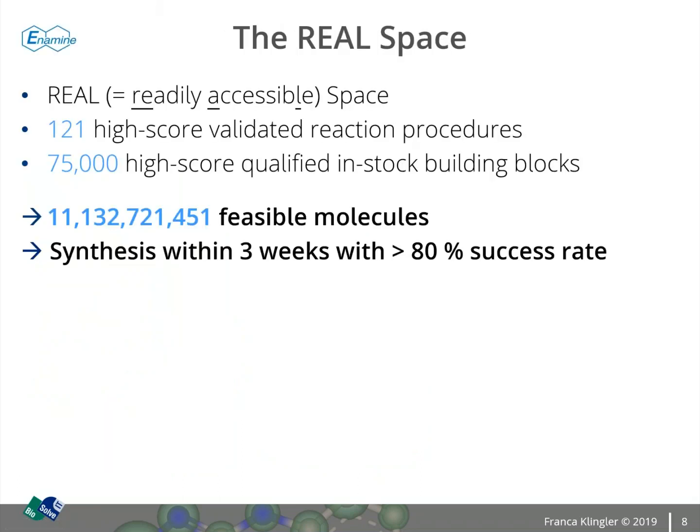So the REAL Space is constructed from reaction protocols and building blocks from Enamine. REAL really is an acronym for readily accessible, so hopefully very reliably synthesizable. And those 120 reactions plus 75,000 high-score qualified building blocks create a space of about 11 billion feasible molecules. And there are such on-demand compounds as you already described before. They're synthesizable within 3 weeks and a success rate of over 80%. So how is this possible?